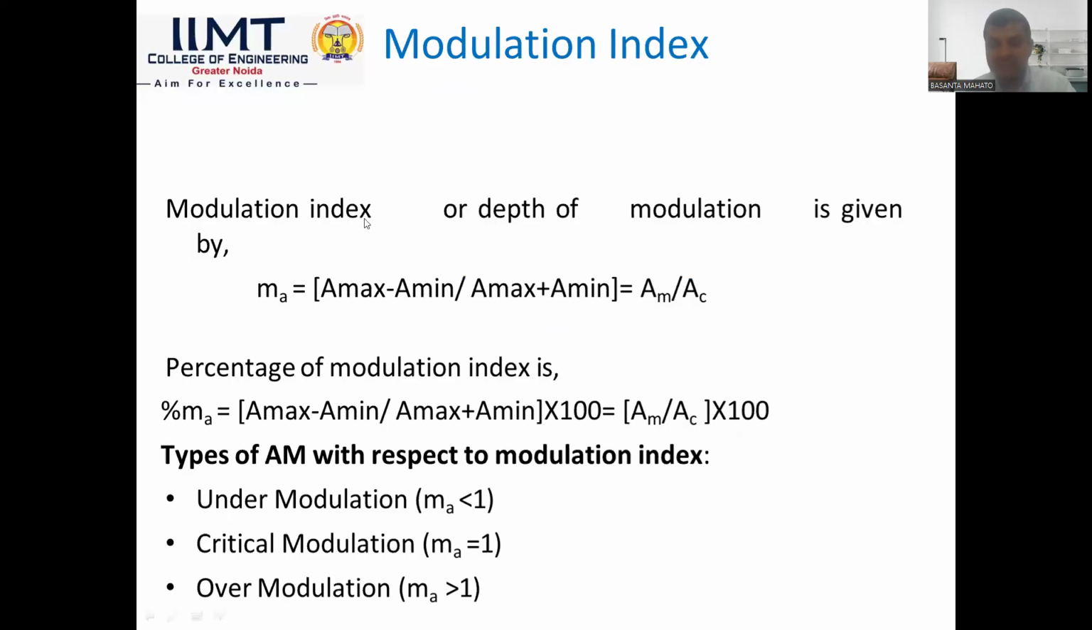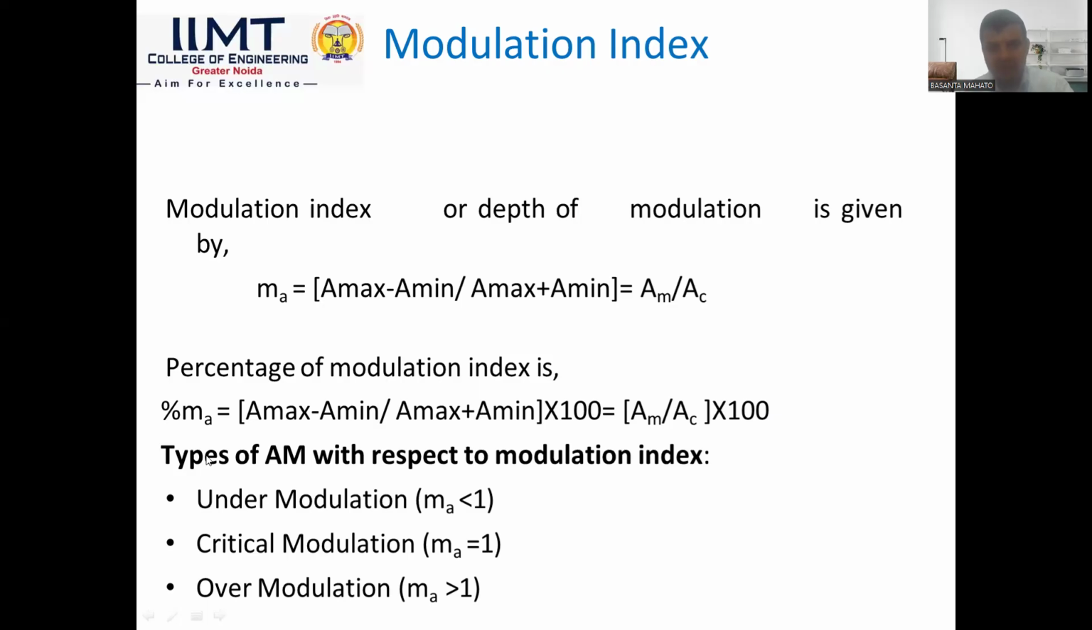So modulation index, what is modulation index? Ma is equal to the maximum amplitude of the modulating signal, Am, upon Ac, the amplitude of the carrier. The percentage modulation index is Ma into 100.